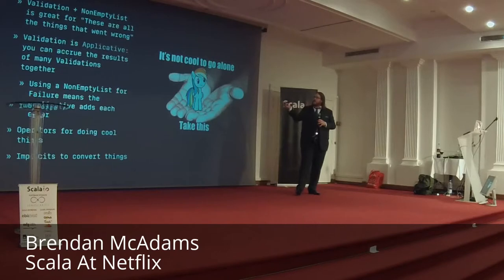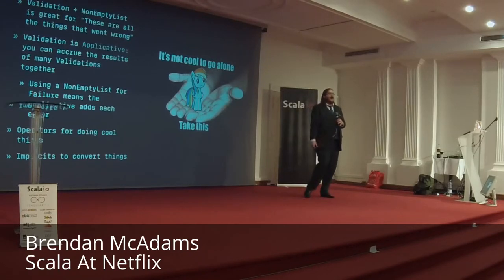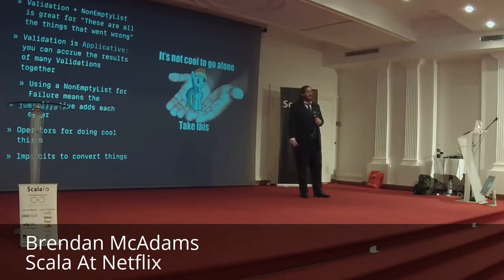And as I said, using a non-empty list for failure means that one of the applicatives allows you to add each together. So you can just say run all of these things and combine them. And if any of them is a failure, all of the failures will accrue into that list. And there's operators for doing cool things. It's incredibly vague, I know. Isn't it exciting? It's something that honestly, you probably could spend 2 hours in just a Scalaz talk looking at all of these things, but there's some very interesting operators.